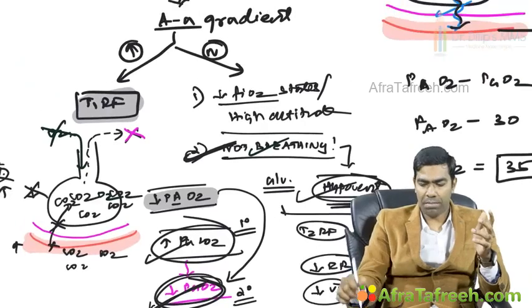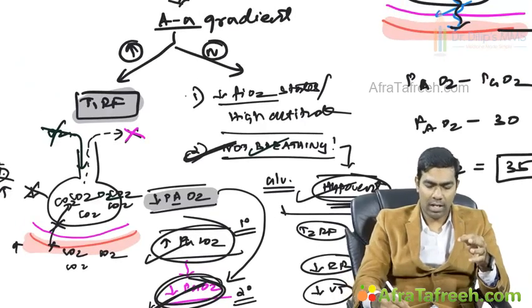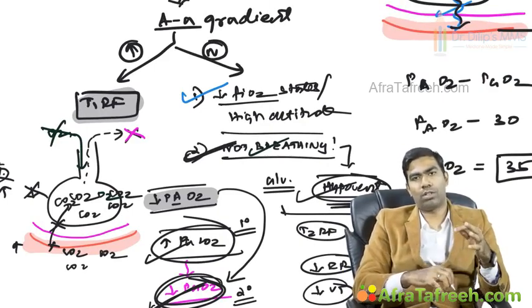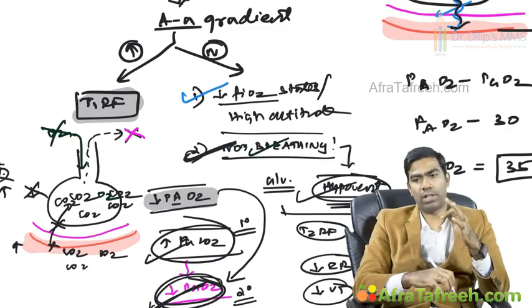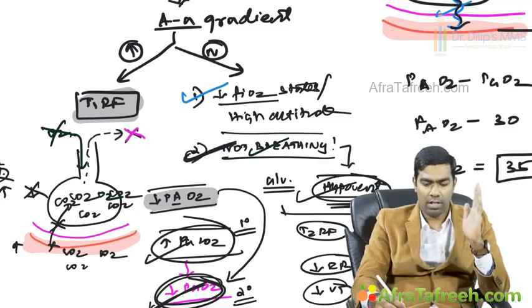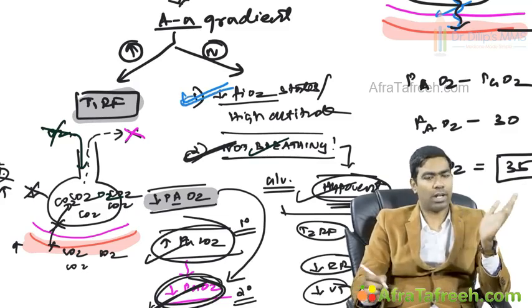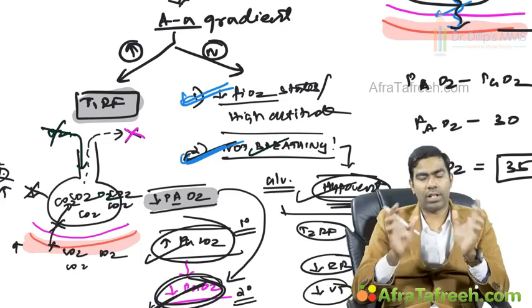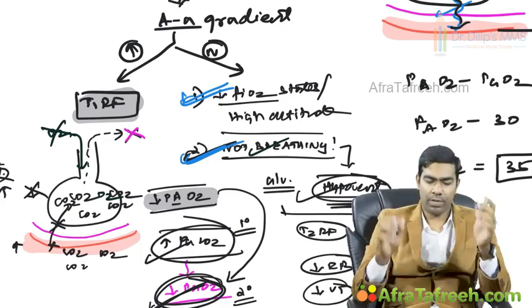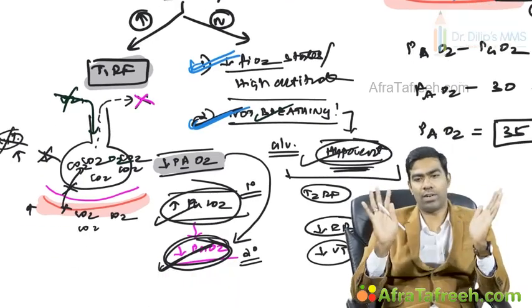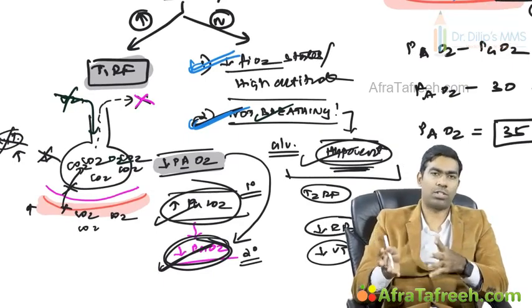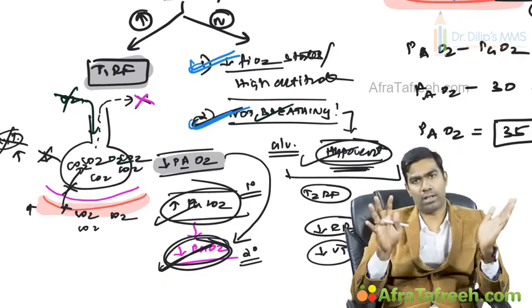So in the exam, if they ask what are the causes of hypoxemia with a normal A gradient, you have to tell low FiO2 states or high altitude. Second is alveolar hypoventilation. Don't tell not breathing. Tell the sophisticated name called alveolar hypoventilation. So these are the only two reasons that you have to remember for the exam. That is about hypoxemia with a normal A gradient.